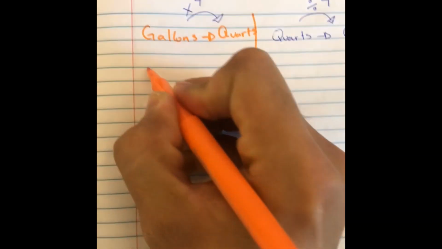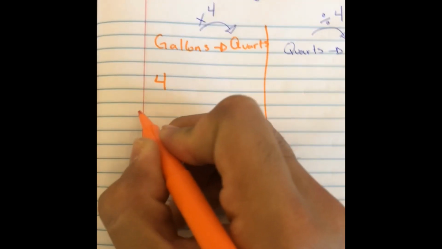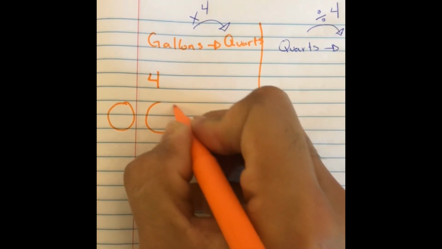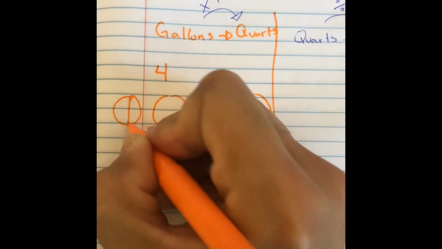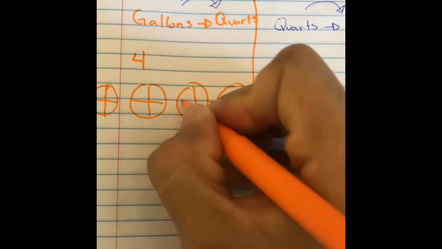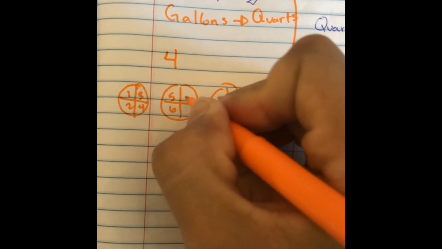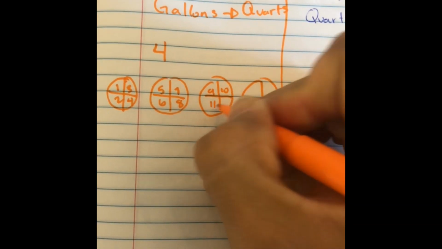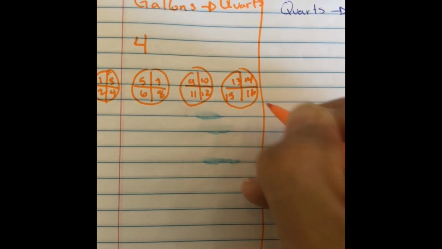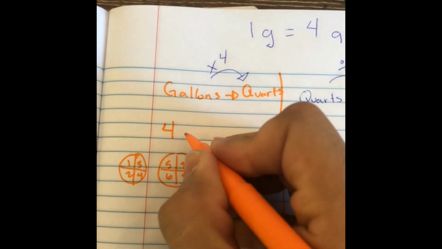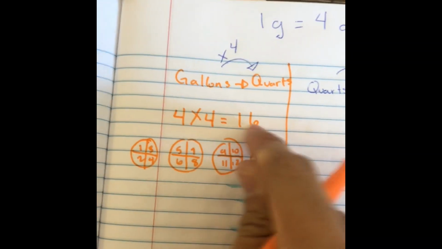Now this is what's going on. If you have 4 gallons of milk and you want to break them up into quarts, you count 1 gallon, 2 gallons, 3 gallons, 4 gallons, and you pour them into quarts. That is 1, 2, 3, 4, 5, 6, 7, 8, 9, 10, 11, 12, 13, 14, 15, 16. How do I get to 16 quarts? Well, I multiply 4 times 4 and it's going to be 16. 4 gallons equal 16 quarts.